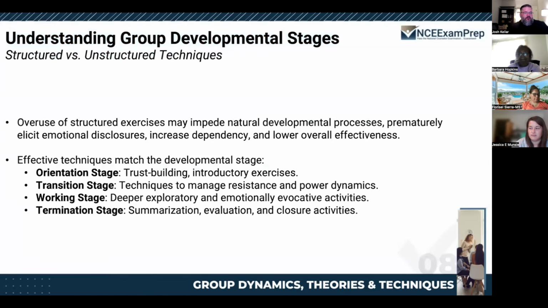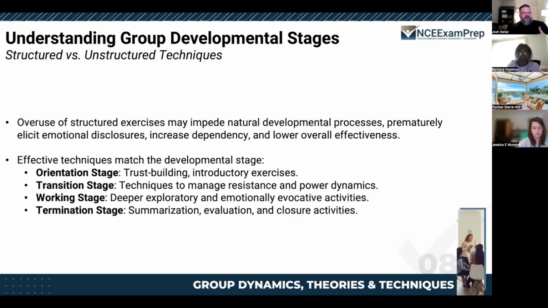Okay. So, as we're moving through these groups, Tashawn, I'm going to get to your question here on the next slide. As we're moving through these groups, sometimes if you're like me, you can try to lean into a lot of structure because you feel like that's what's necessary and that's what's going to be most effective. But what the research indicates is that if you're overusing structured exercises, it actually may not be as helpful, right? It can impede the natural developmental processes, prematurely elicit emotional disclosures, increase dependency, and lower overall effectiveness. So sometimes it's better to have a more unstructured approach with groups, which is why group work doesn't work well for some therapists, because they might like to have a little bit more structure.